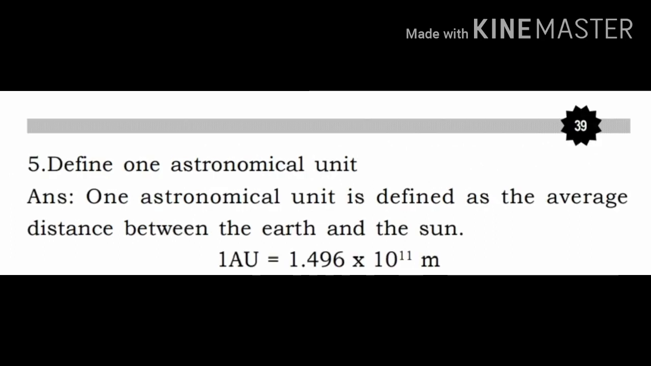Define 1 astronomical unit. 1 astronomical unit is defined as the average distance between the earth and the sun. What is the value of 1 astronomical unit? 1.496 into 10 to the power of 11 meter.